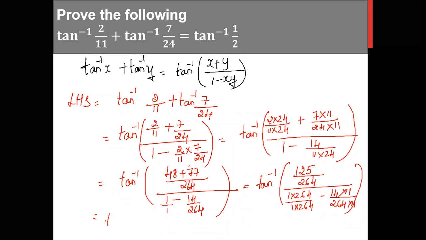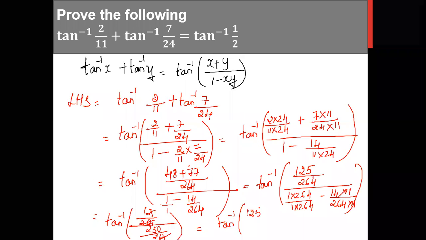So we'll be getting tan inverse of 125 by 264 divided by 1 into 264 is 264, minus 14 is 250, divided by 264. So 264 cancels and you'll be left with tan inverse of 125 divided by 250. 125 into 2 is 250, so if you cancel, you'll get the answer to be tan inverse of half.